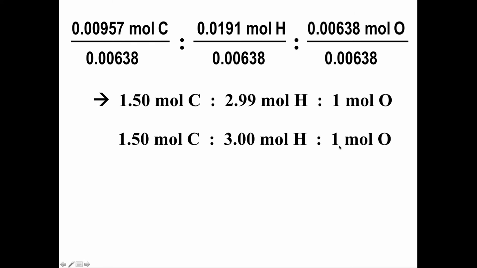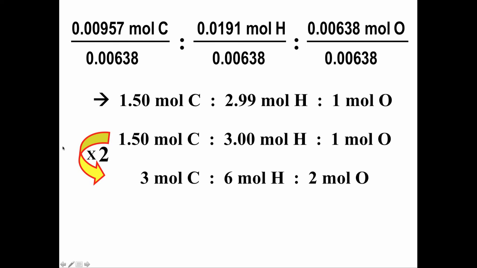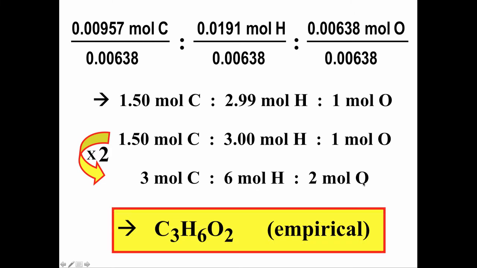And then noting that we can't have 1.5, let's say, carbon atoms in the formula, we're going to have to double everything to keep the same ratio, but to have all whole numbers, which are going to be legitimate in the formula. So 3 moles carbon to 6 moles hydrogen to 2 moles oxygen gives us an empirical formula of C3H6O2.